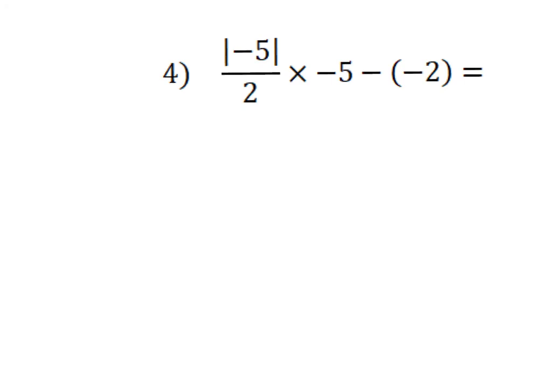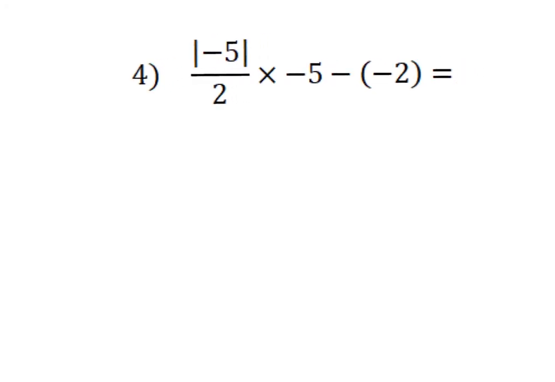All right, so let's take question number 4. We get the absolute value of -5 divided by 2 times -5 minus parentheses -2. All right, so let's do this one here. So we have the absolute value of -5, that would be 5 divided by 2 times, well, we got -5 here, -5 plus 2, right? So here we're going to multiply first, right? So it's the same thing as we have -5 over 1 here, right?